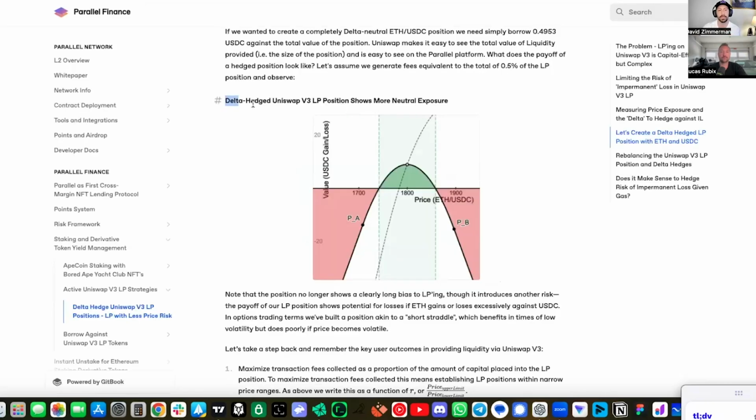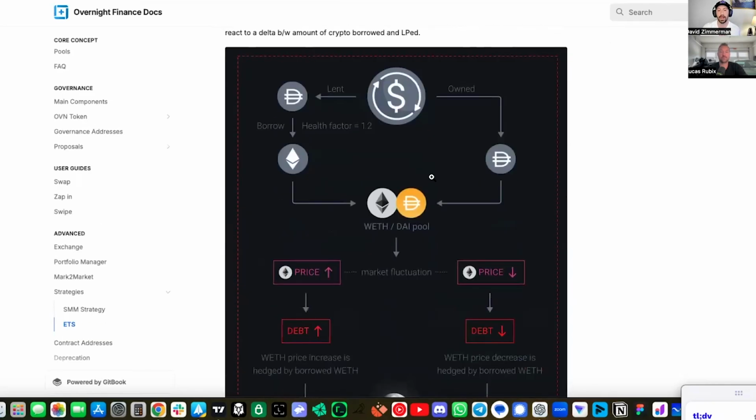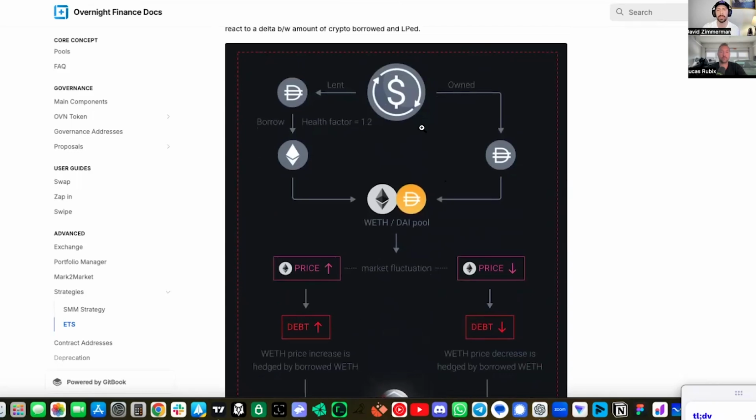So this is what a delta hedged Uniswap position could look like with neutral exposure. Our goal is to isolate our fees from the directional risk. Now, how do we do that? Well, for a little bit of inspiration, Overnight Finance has this really great document here, and their strategy is very similar to mine. I think just starting here is a good place to start. So what we do is we lend a stable and we borrow a volatile asset against it. And then we deploy that volatile asset with other owned stables in an LP position.